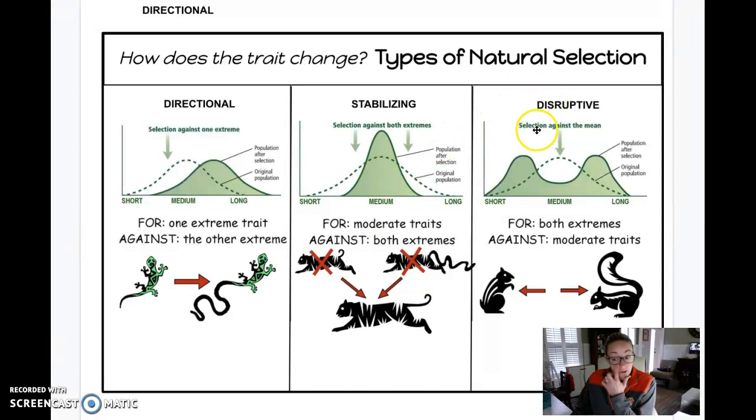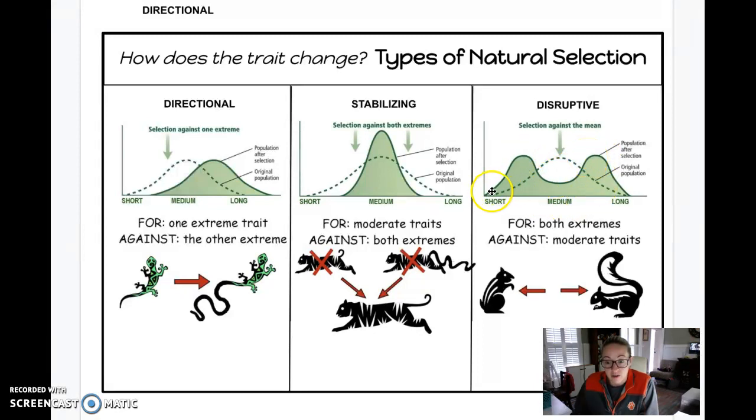Okay? And if I look at the disruptive again, the dashed line is your original population, what we're starting with, and then the shaded-in green is after selection. So in the beginning, the average or the intermediate, the medium length tail, does best, but after the selection process and changes in the environment, medium tails no longer do really well, but short and long do best. So where this arrow is, this dashed line kind of gets pushed down, meaning that there aren't as many squirrels in this example with medium length tails, but the number of short length and long length went up.